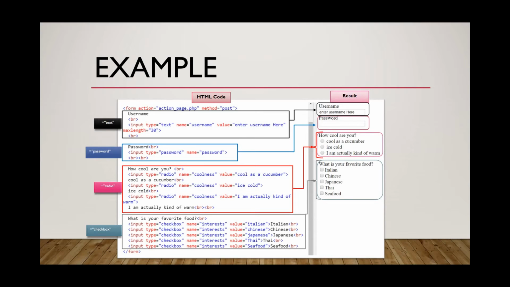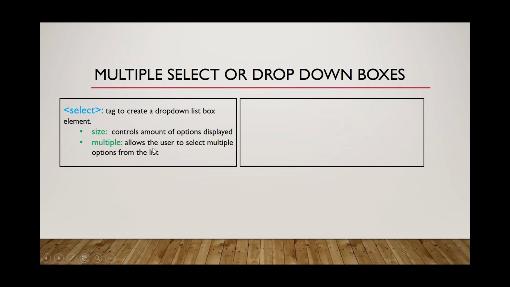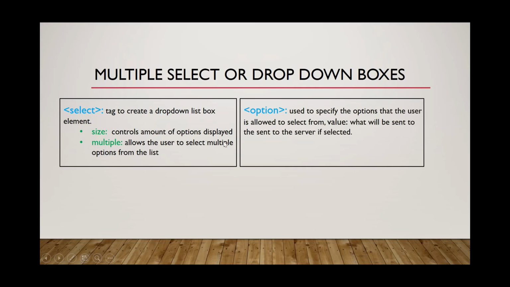So let's look at another example for a couple other inputs. There's the multiple selector drop-down boxes that I mentioned. These actually use not the input tag, but the select tag inside of the form tag. So this creates a drop-down list box element. You can control the size, or the amount of options displayed within that box, and you can also allow the user to select multiple options from the list.